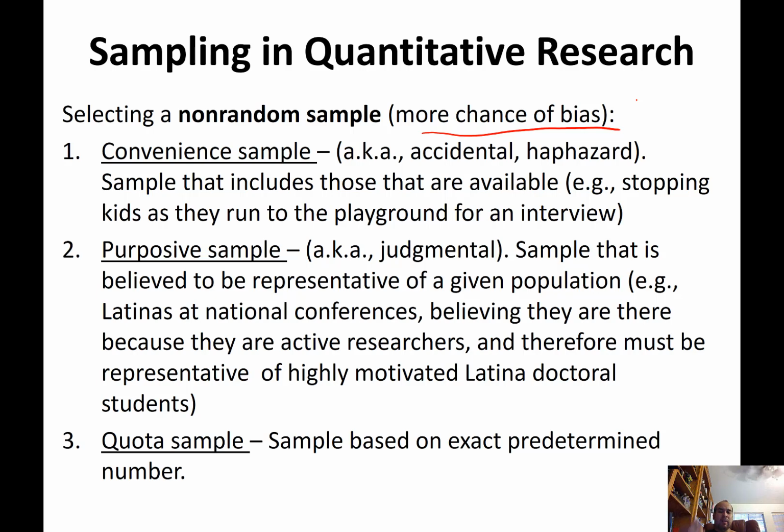Then you have quota sampling, which means I just want, again, 20 students. I'm going to continue to try to do these interviews or these surveys until I get up to my quota sample. This is very common when you have a budget and you can only collect so much data. I do this quite a bit because in some of the grants that I get, there's a budget. And so therefore, I can only collect a certain amount of data.